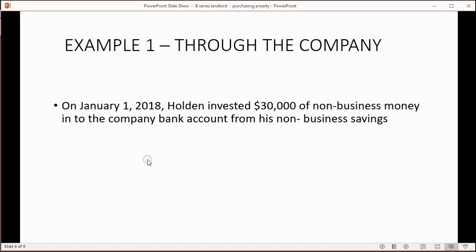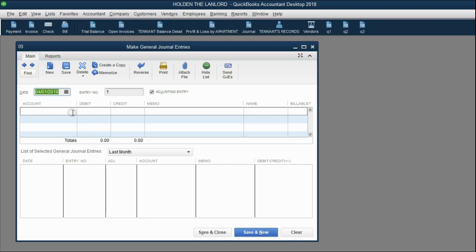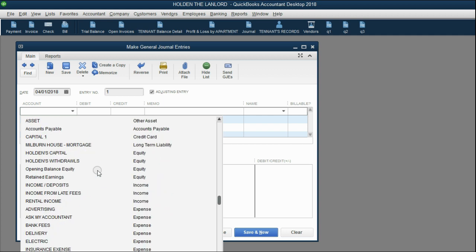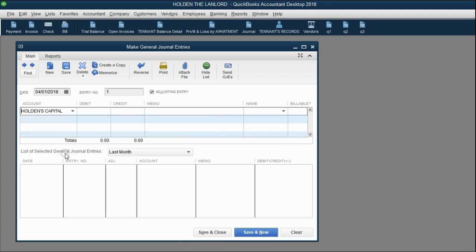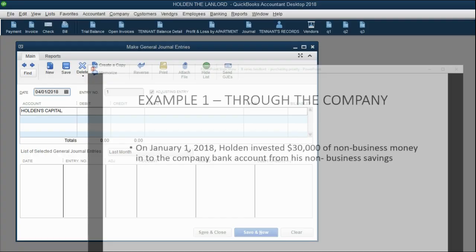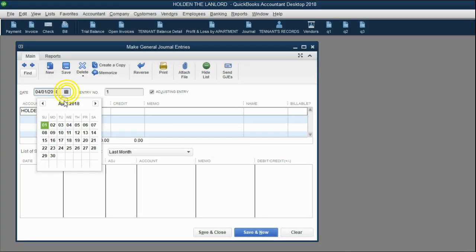So if we take a look at the situation, January 1st, Holden invested $30,000 of non-business money into the company bank account from his non-business savings. Well, if Holden invests $30,000 from non-business, that means he's invested in the company $30,000. So we go to the owner's equity and we have Holden's capital. And when the owner invests, first of all, by the way, you should put the date, and I believe the date that we're dealing with is January 1 of 2018. So we can just come back here.